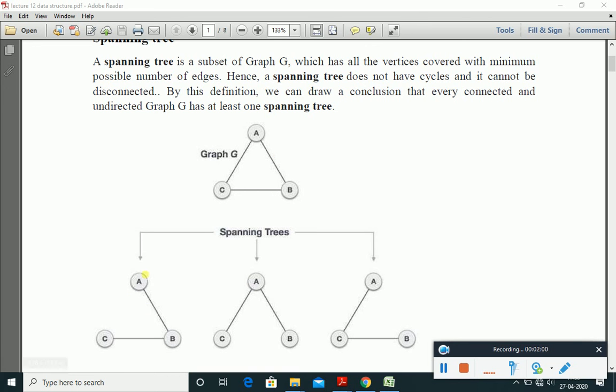Just have a look. In this example, we have taken out this edge. In this example, we have taken out this edge. And in this example, we have taken out this edge. So all three are spanning trees of this given graph.